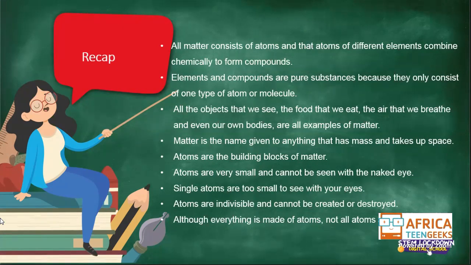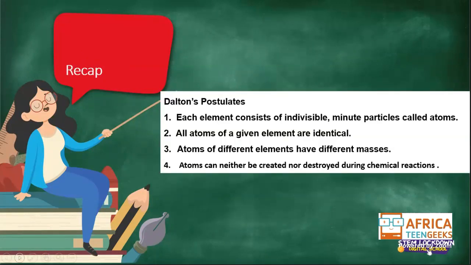So let's see. Dalton's postulates. Each element consists of indivisible, minute particles called atoms. All atoms of any given element are identical in nature. That's because it would be a pure substance. And then atoms of different elements have different masses as well. And then you know that atoms can neither be created nor can they be destroyed during a chemical reaction.